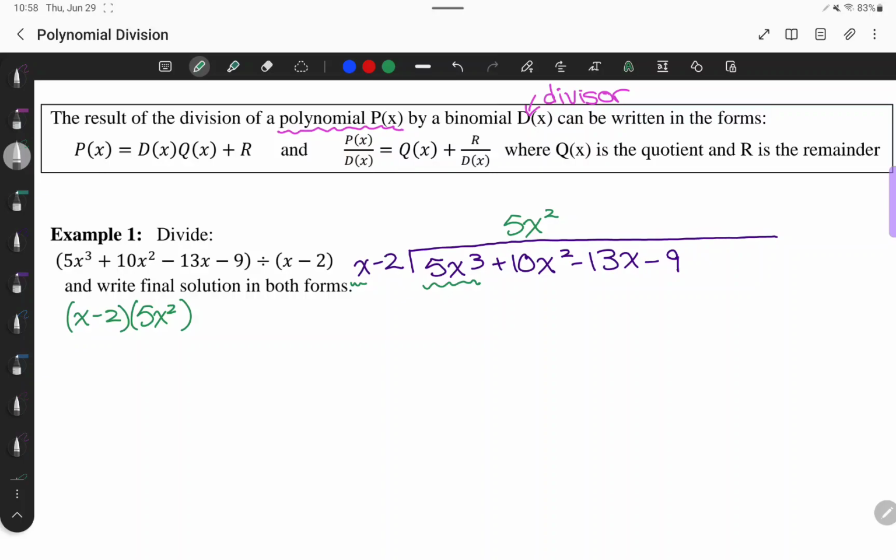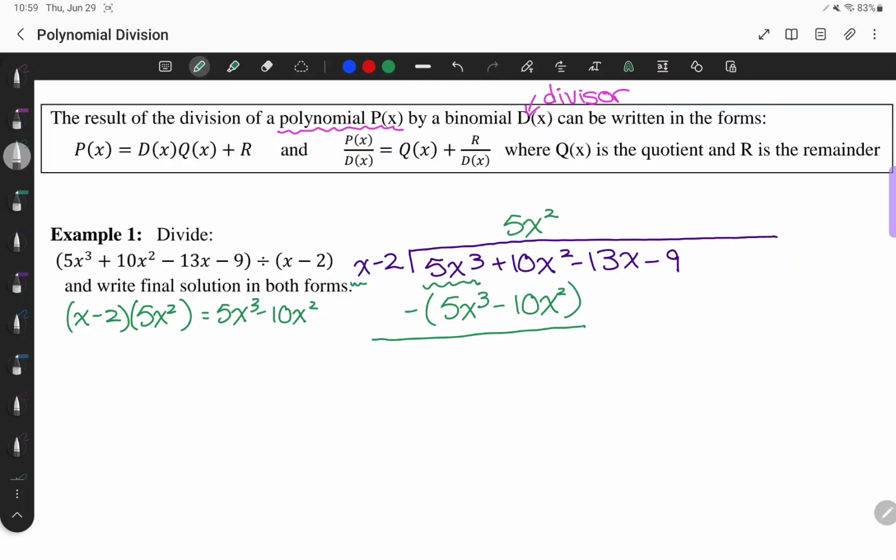That's what we'll be subtracting. So we're going to subtract, and I'll do it in a bracket since it's got 2 terms, 5x cubed minus 10x squared. If you're wondering where that came from, x minus 2 times 5x squared is 5x cubed minus 10x squared. So that's our multiplication step. We then subtract. 5x cubed minus 5x cubed is 0.